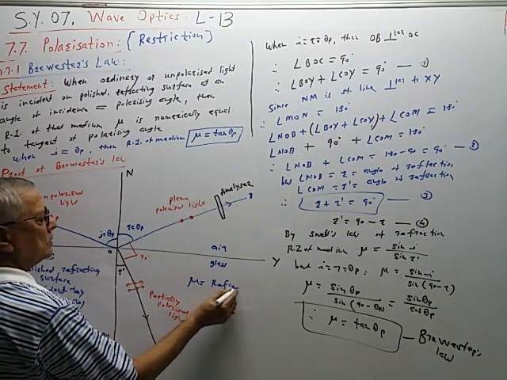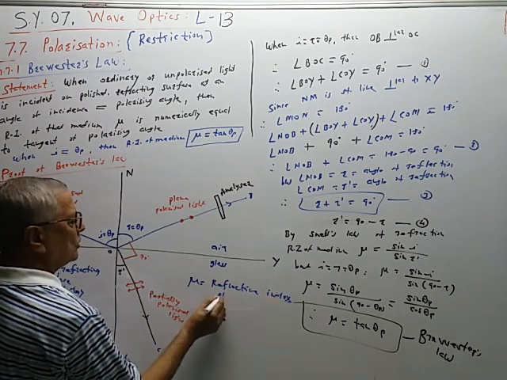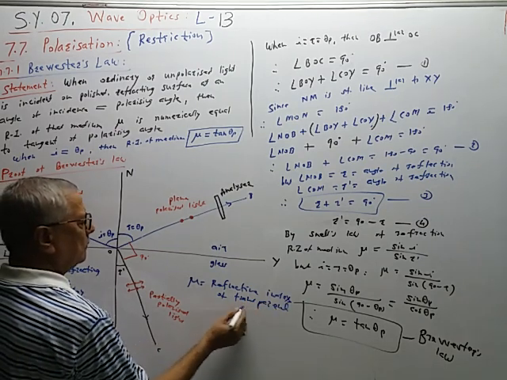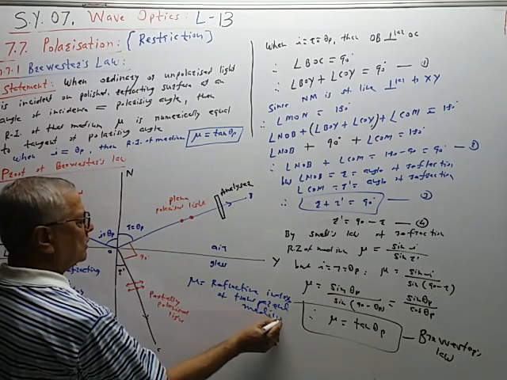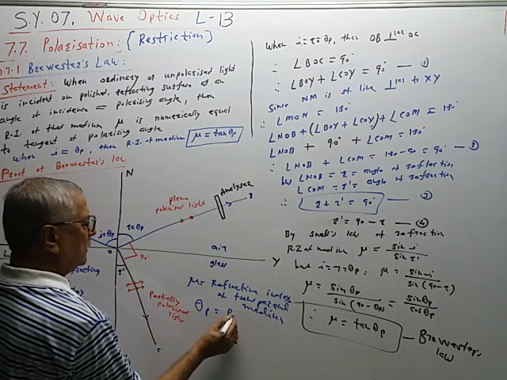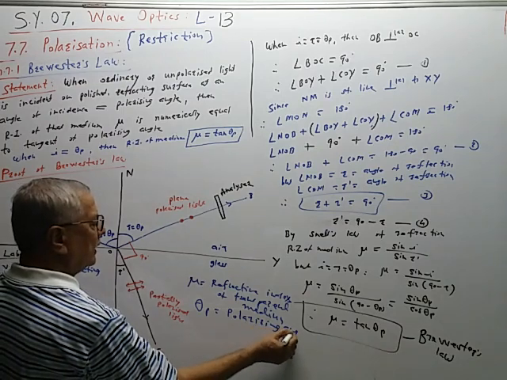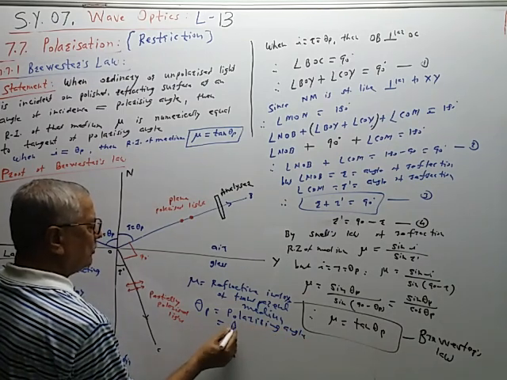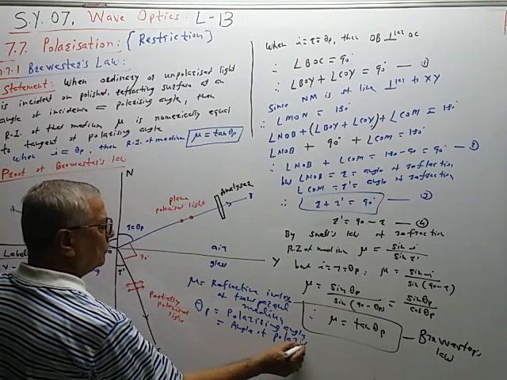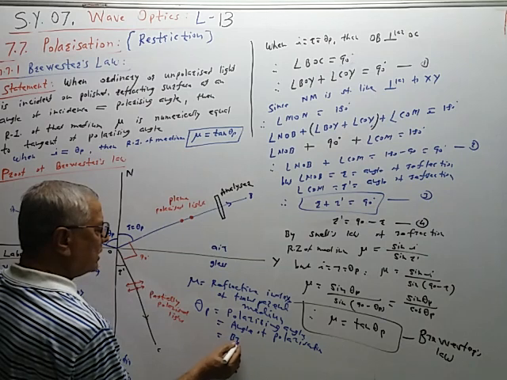the refractive index of the transparent medium. Theta p is equal to polarizing angle. Or it is also called as angle of polarization. So angle of polarization depends upon this. This is also called as Brewster's angle.